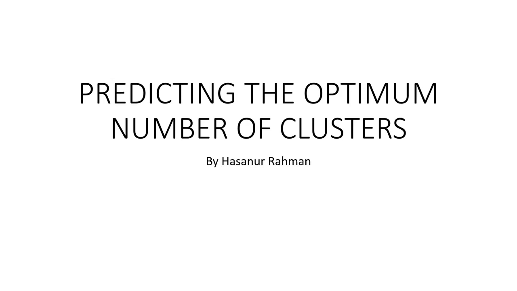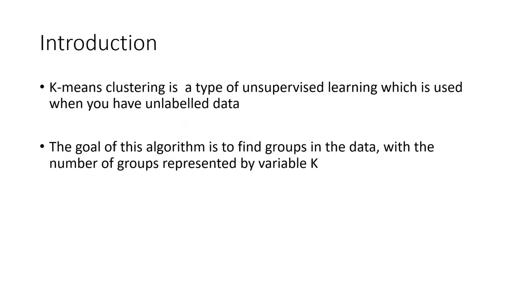The task I have taken is to predict the optimum number of clusters from the given data set iris. Before getting into solving it, let's look into what exactly k-means clustering is. K-means clustering is a type of unsupervised learning which is used when you have unlabeled data. The goal of this algorithm is to find the groups in data, with the number of groups represented by variable k. So k-means clustering helps us to not only group but also gives us the number of groups the data has to be divided into.